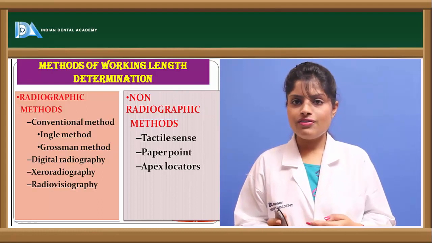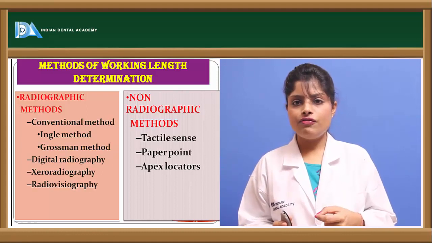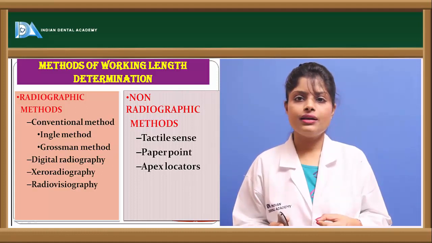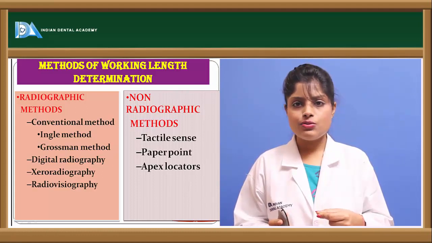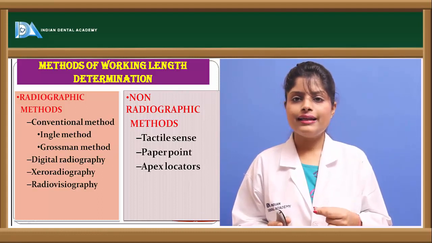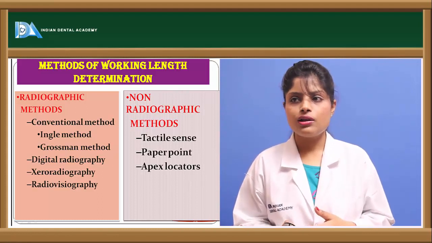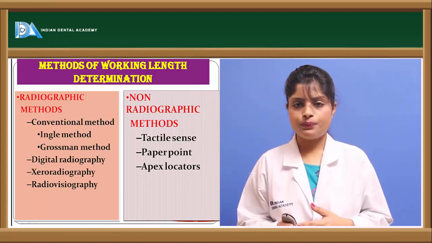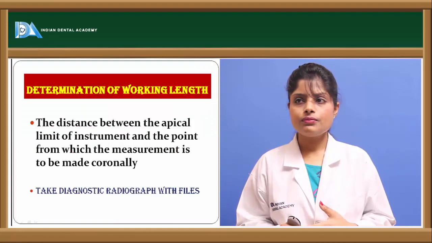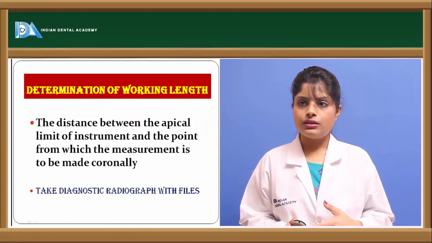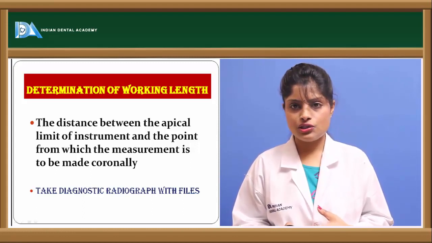The non-radiographic methods constitute tactile response. For example, if we insert a file and the patient is having pain, or if there's an apical stoppage, by means of files we can determine that, and the working length can be established accordingly. Other methods are the paper point method or the apex locator, which can be either electrical or mechanical type. So finally, after the determination of working length, we can go for biomechanical preparation.